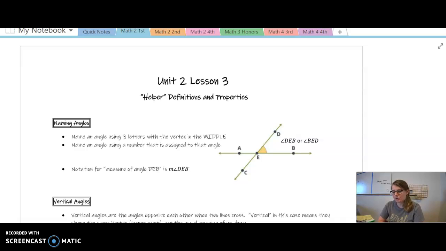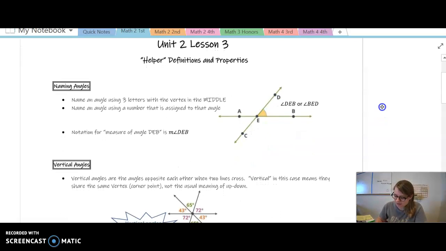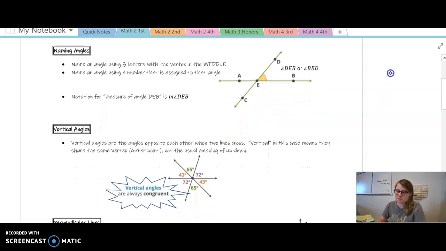Hey guys, so this is Unit 2, Lesson 3. Should be a quick video. Let's hope we get it. Alright, so we are doing helper definitions and properties.